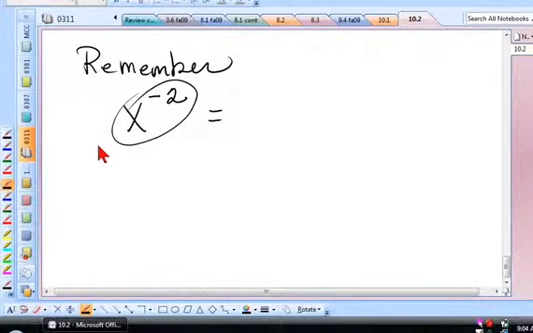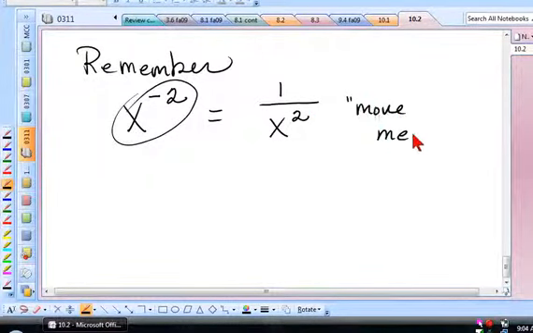So the base is x. It's being raised to the negative 2 power. That means that it moves down below the fraction line, and it's going to be x to the positive 2. Negative exponent says, move me. Move the base across the fraction line, and the exponent becomes positive. I'm not going to go through the proving part of that, I do in 307. I'm hoping I'm just reminding you of something. Okay, so negative exponent says, move me.